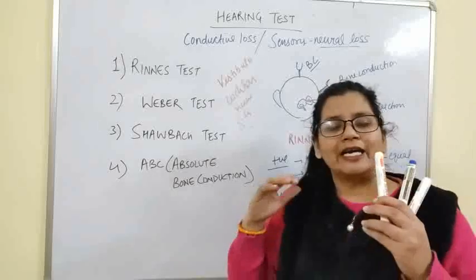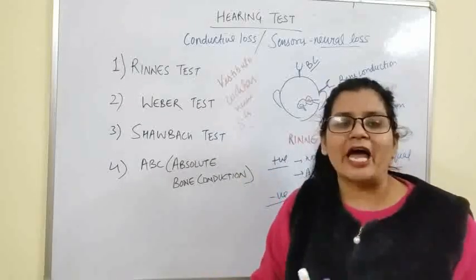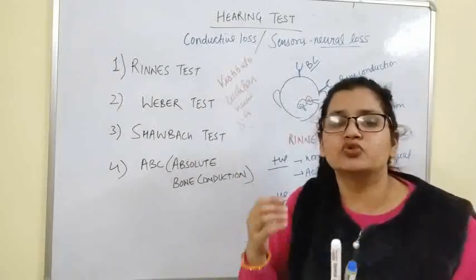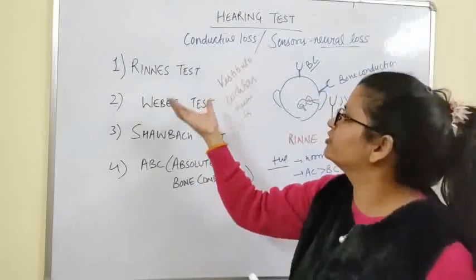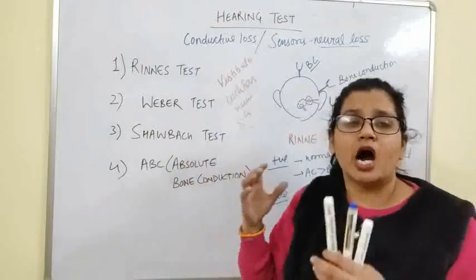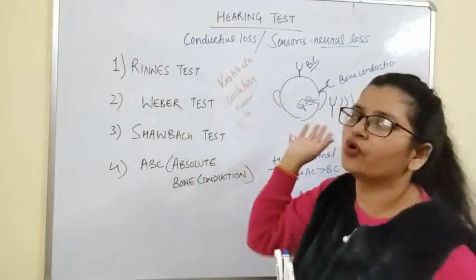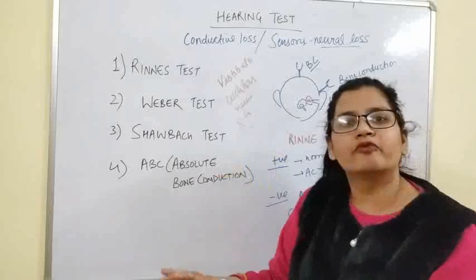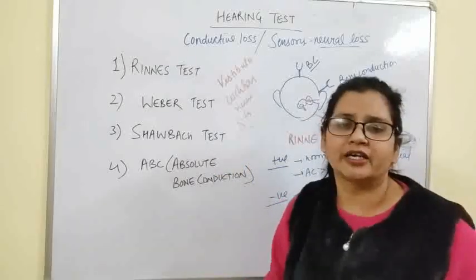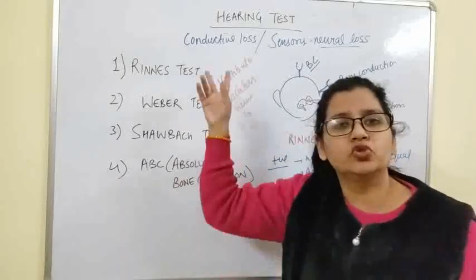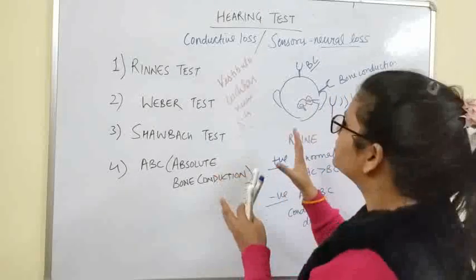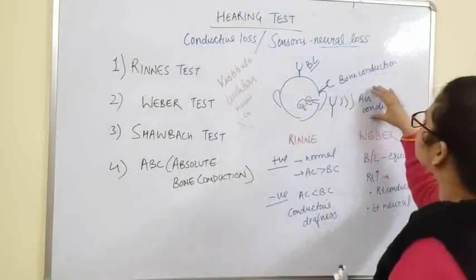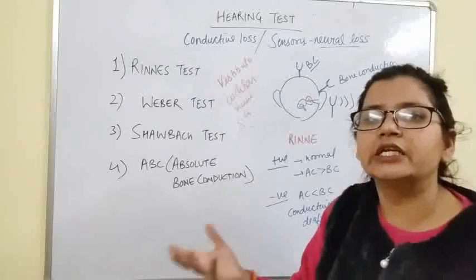At the end of the video we'll assess the conditions of positive and negative results of these 2 tests, and how we determine which type of loss is there. First we will see the theory, then we'll perform the test, and then we'll see the theory part again to differentiate between the 2 types of loss. First we have to see the bone conduction and air conduction differences using Rinne's test.